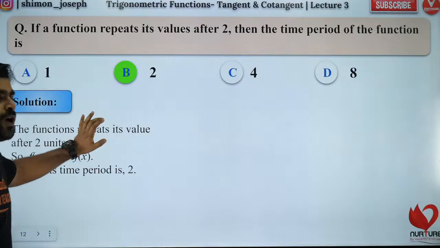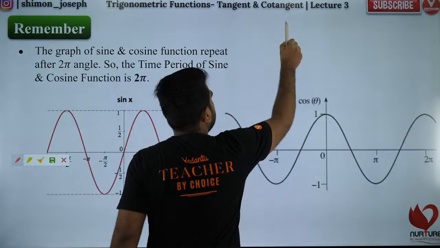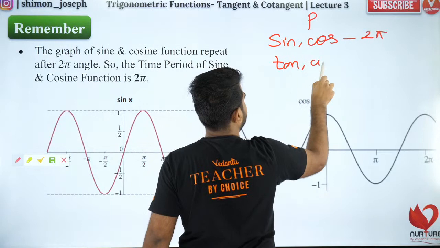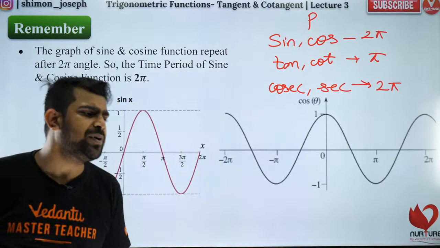Got it? So people, shall we all move forward? So the time period for tan and cot is pi. Pujita is asking a question. So guys, I will give you the period for sine and cos. For sine and cos, it is 2 pi. For tan and cot, it is pi. And for cosecant and secant, obviously it's going to be again 2 pi only. Are you all clear with it, everybody? Are you all happy with it, my dear boys and girls?